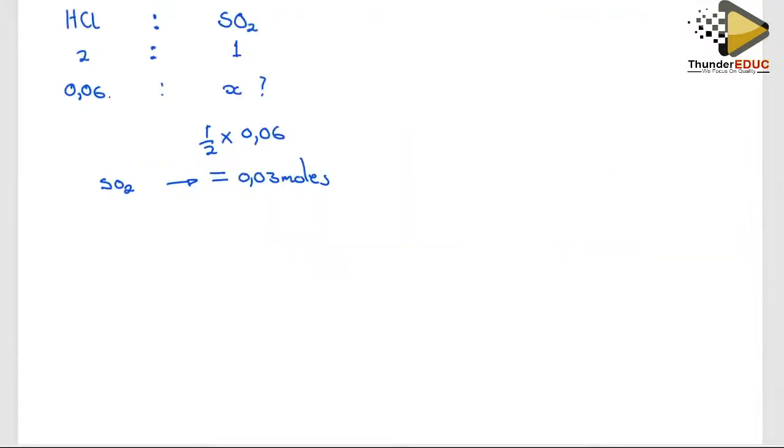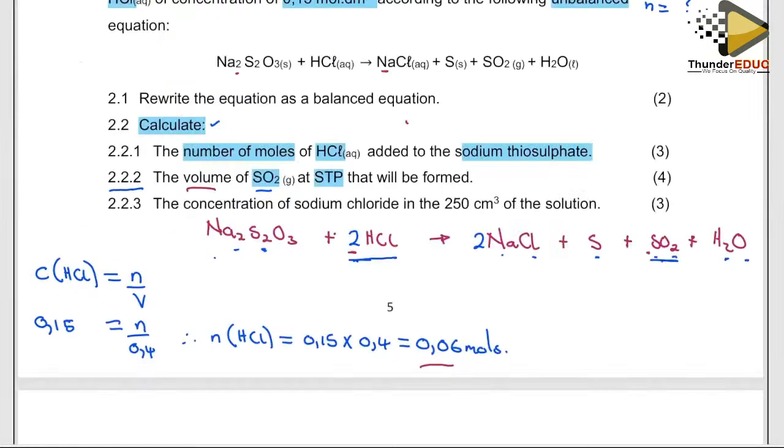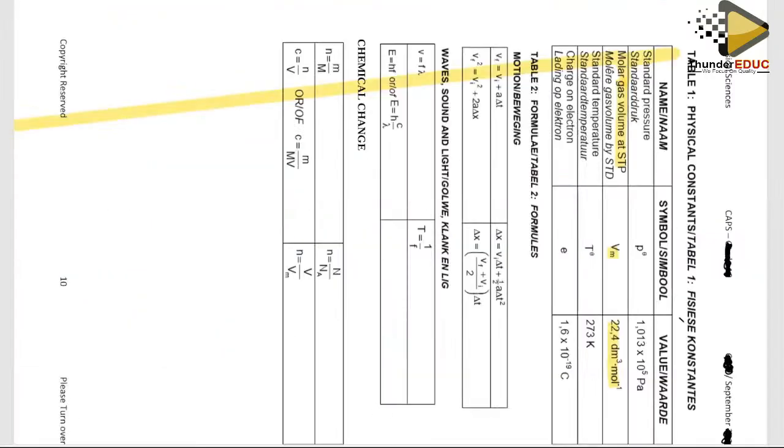Therefore, according to the formula n, I'm going to say n of SO2, to be specific so that you can see I'm calculating the number of moles of sulfur dioxide, equals V over Vm, right? But in this case we already have the number of moles, so I'm going to substitute 0.03 is equivalent to V, which is what you are looking for, over Vm. Here we are told this happens at STP, and at STP we know the molar gas volume is 22.4. So let me just circle that 22.4.